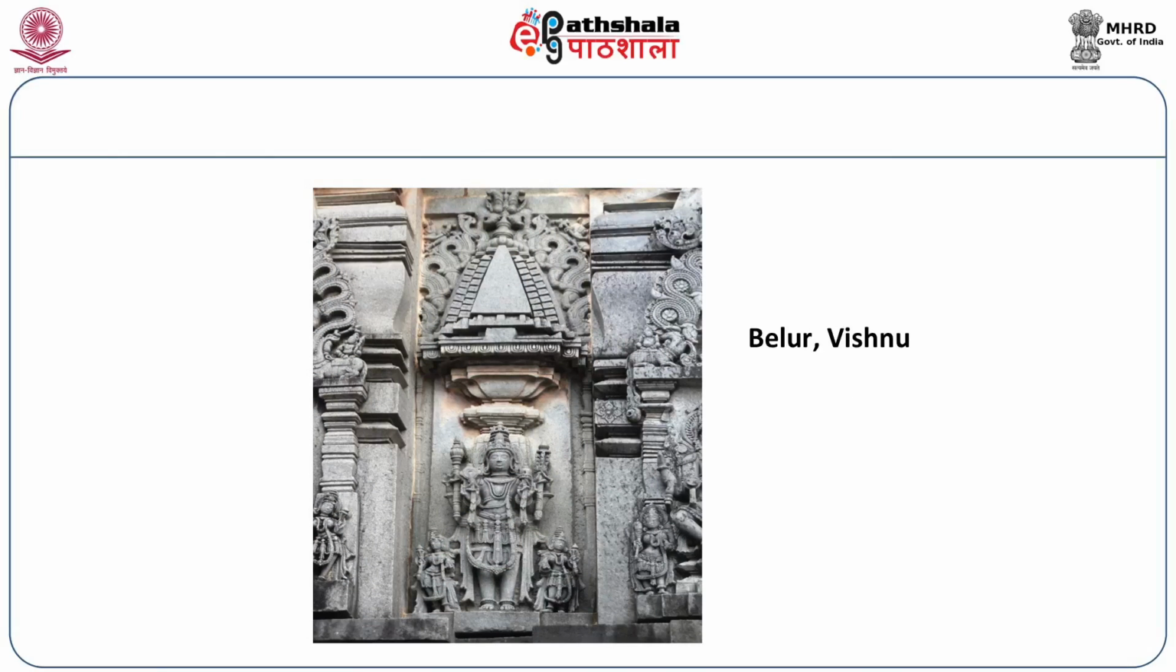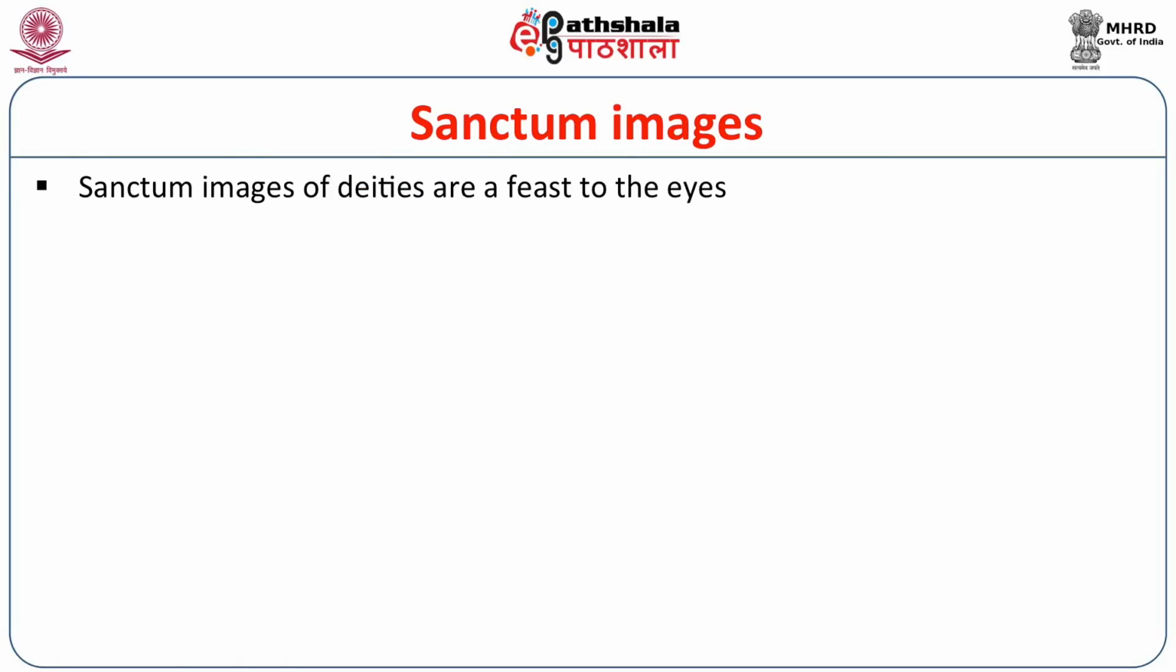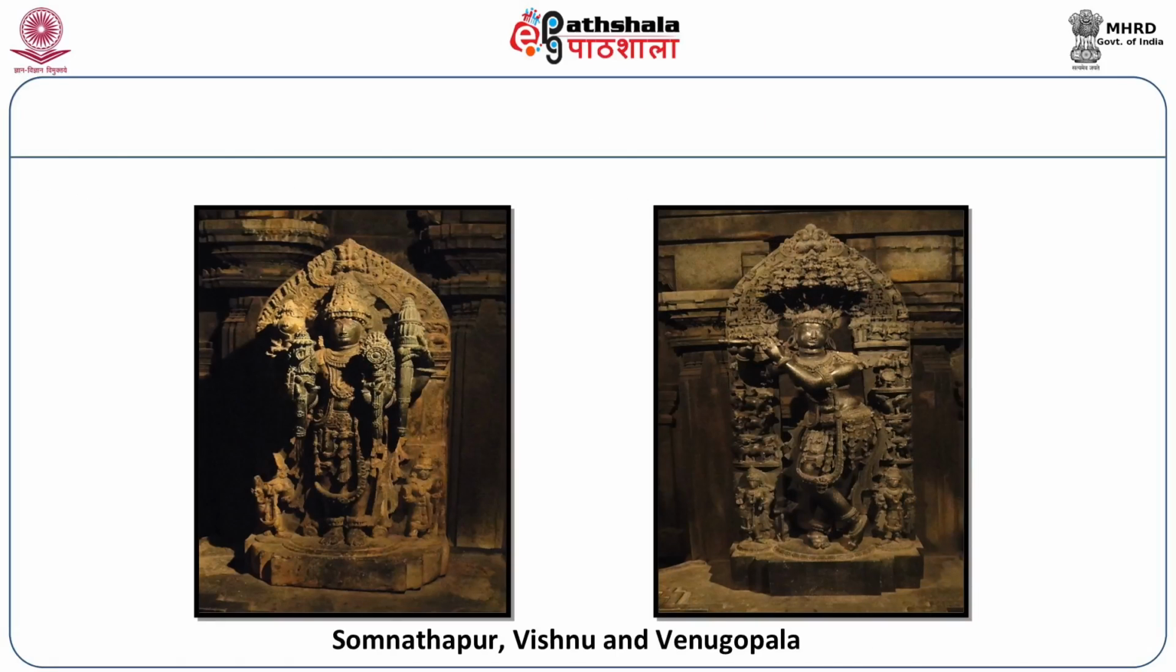This shows you another sculpture from the wall of the Belur Chanakeshava temple. Here it is interesting to note that the sculpture of Vishnu is placed against a pillar which carries a Latina turret over it. Then there are sanctum images which are also noteworthy. The sanctum images of deities are a feast to the eyes. You can see here a couple of images from the Somnathpura Keshava temple representing Vishnu and Venugopala.